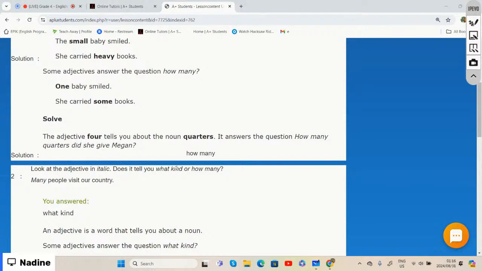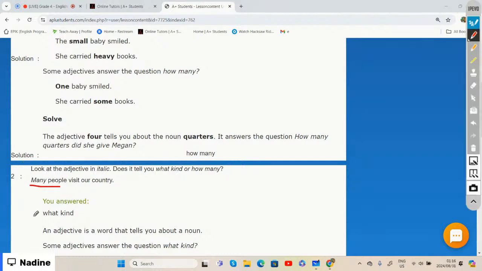All right. So many people visit our country. If we look at the word in italics, that is many, and we can say many is an adjective that asks how many. So, how many people visit our country? Many people visit our country. So, how many? That is the question that we need to ask.